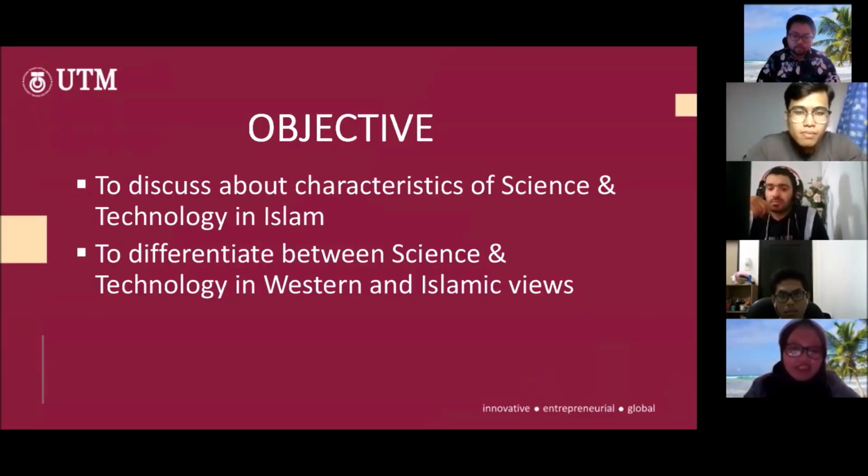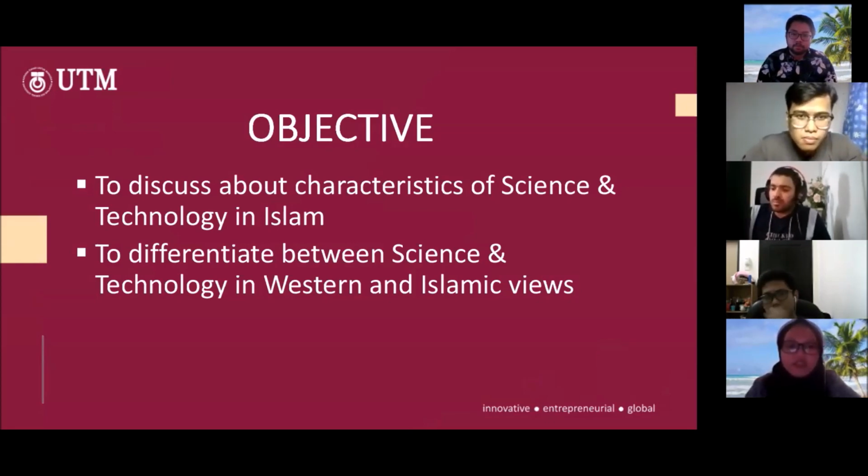So, the first objective for chapter 5 is to discuss the characteristics of science and technology in Islam. Second, to differentiate between science and technology in Western and Islamic views.